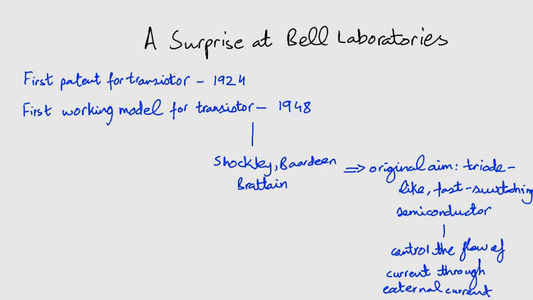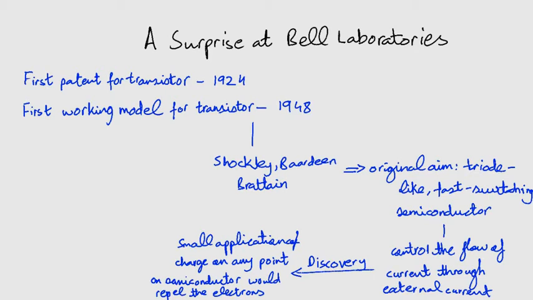After several experiments, they observed that, in fact, an application of a small amount of charge on any point on the semiconductor would cause the electrons inside to move far away from it. This was observed also through decrease in resistance when voltage was applied. So they built a device through which current could be controlled between two terminals by a third terminal.